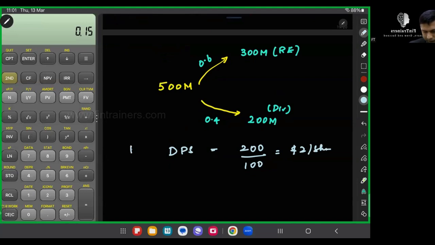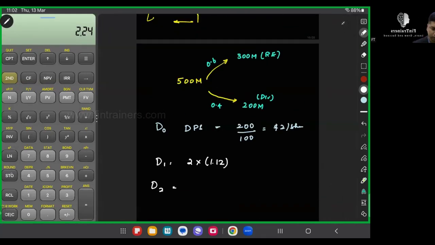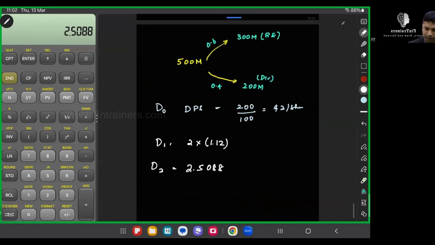This is my D0. My D1 is going to be $2 multiplied by the growth rate in the short term, which we said is 12%. Store it in one memory slot. This is my D1 multiplied by 1.12. This is my D2. Store it in another memory slot. And my D3, you have to use the long-term growth rate.